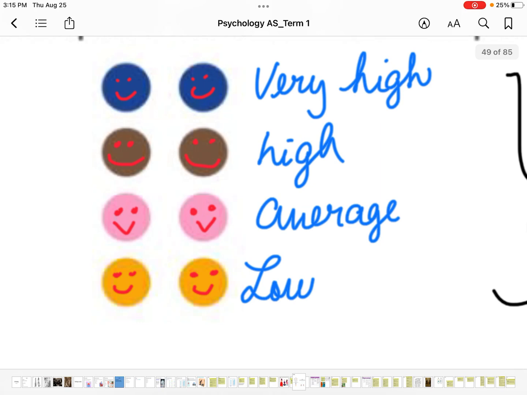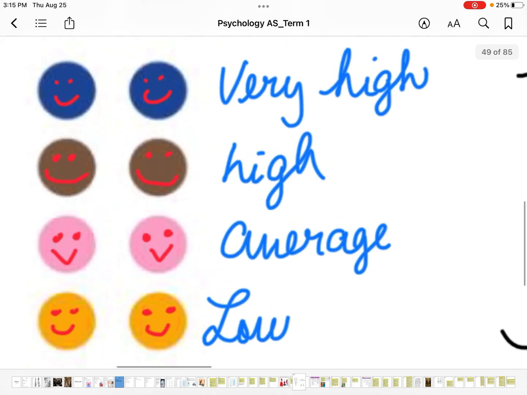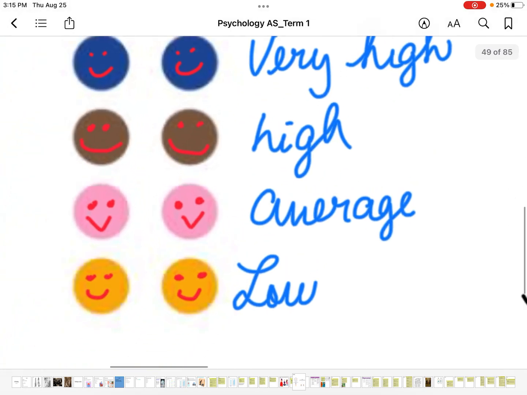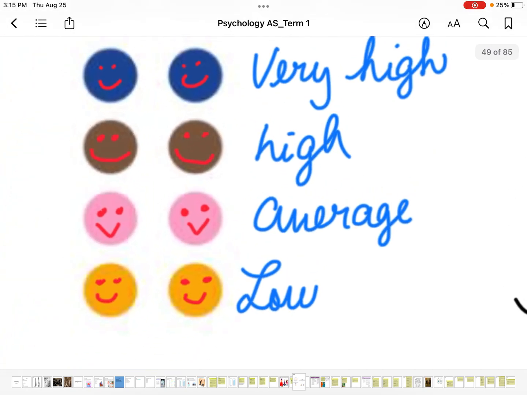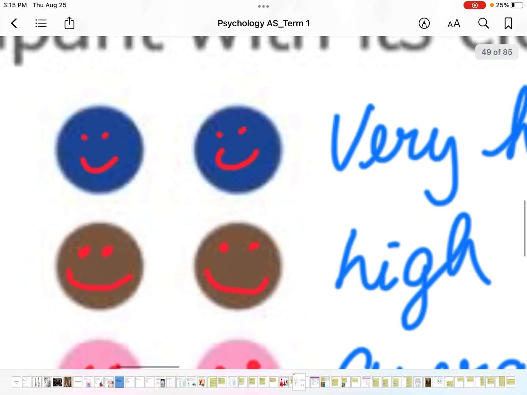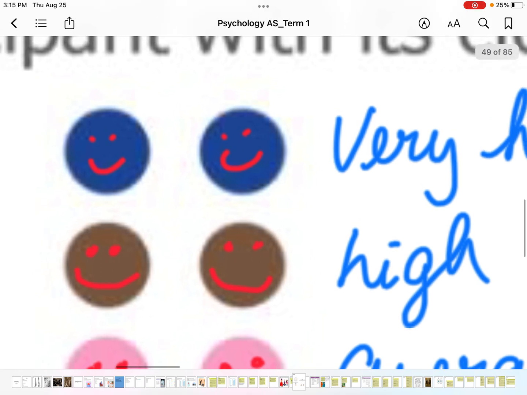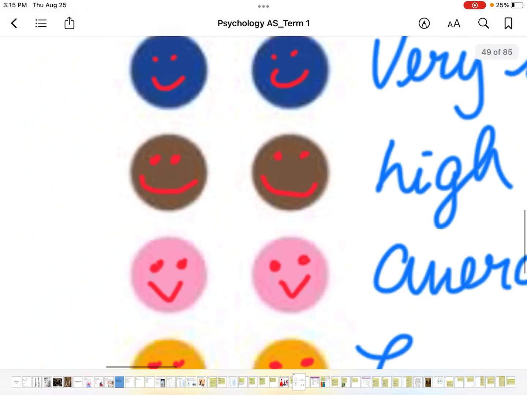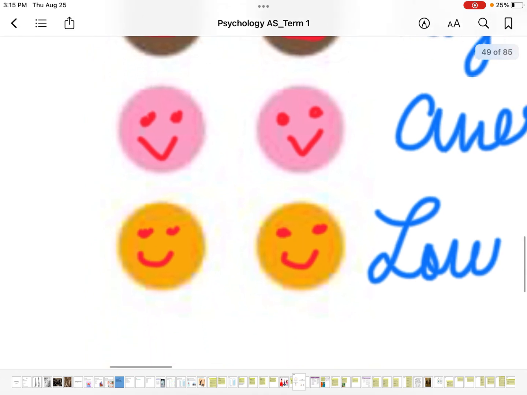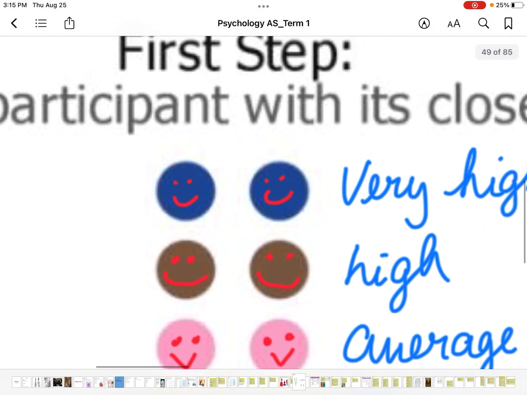The example that I did, I'm just remembering now, the example that I did in class is socioeconomic status or wealth, right? Very high wealth, high, average, or low wealth. Let's now think about it in terms of IQ, because that was the original question, right? So there are 2 participants with very high IQ. How do you know? You gave an IQ test. Then 2 with high, 2 with average, and 2 with low. Now you will pair them.